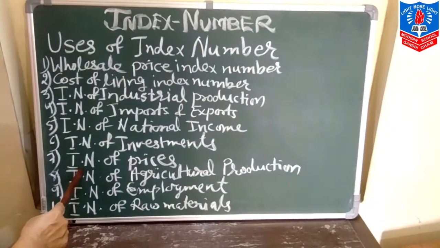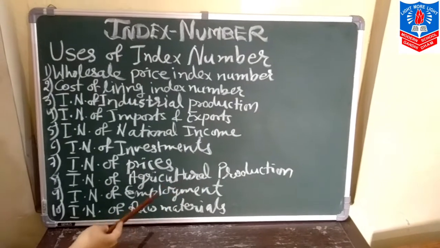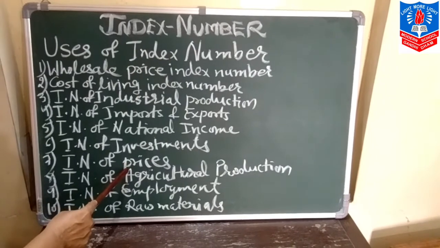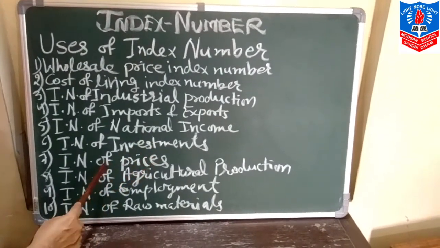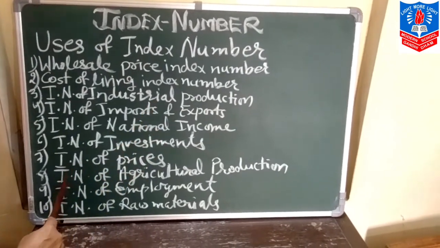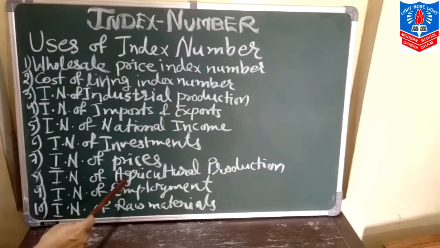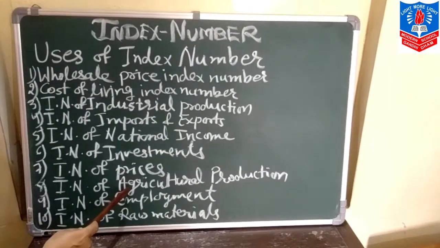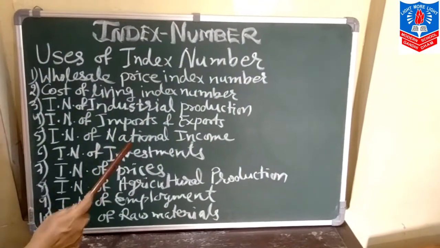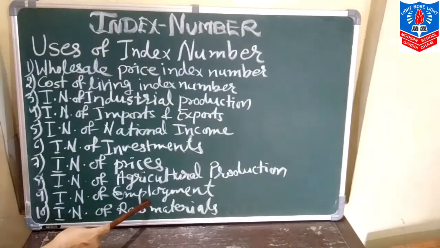Next, index number of prices. Inflation in different states can be controlled with the help of these index numbers. Institutions like Chamber of Commerce and Labor Union construct the index number of prices and estimate the economic conditions. Next, index number of agricultural production. Like industrial production, this index number shows the progress in the agriculture field and helps the government in framing suitable agricultural policies. Ninth, that is index number of employment.